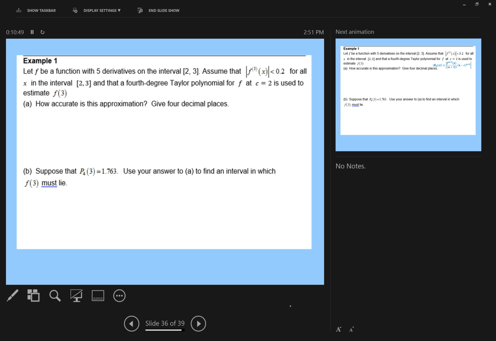You ready? Okay, so they give me the maximum fifth derivative. I know I'm on the interval from 2 to 3. It says that the fourth degree Taylor polynomial for f centered at c equals 2 is used to estimate f of 3. Okay, how accurate is the approximation? What are they asking me to find? Do they want me to find the actual approximation, or do they want me to find the error in the approximation? If they say how accurate is it, aren't they saying just what's the error? So that's another way to say what's the error.